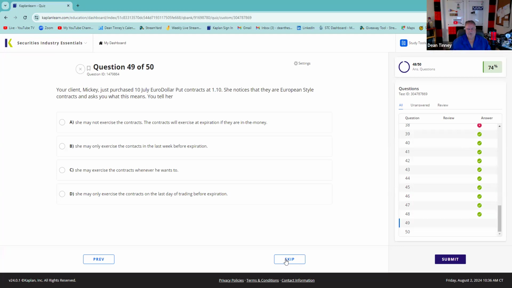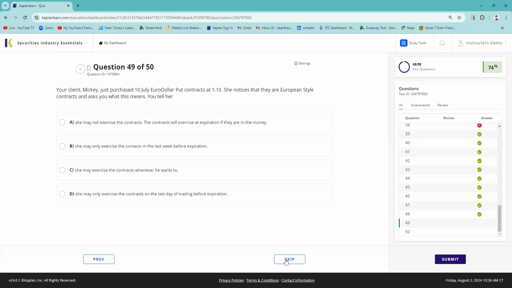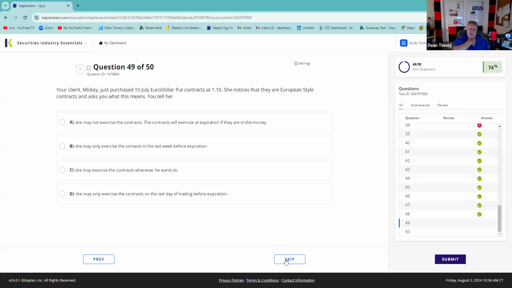I'll just give you a hint. American style means you can exercise anytime. That's American style, anytime you want. Yeah, that's very testable. That's for equity options. Non-equity options, foreign currencies, which this is, and indexes, are European style.